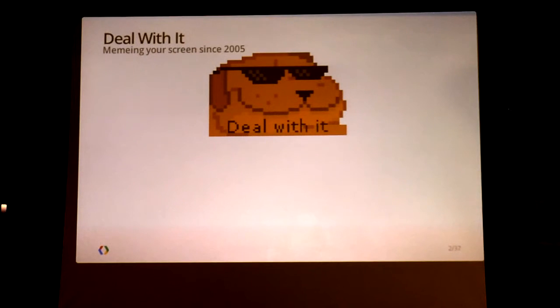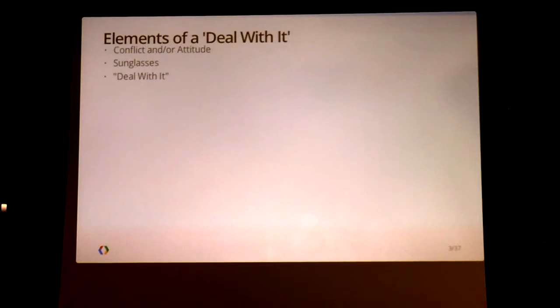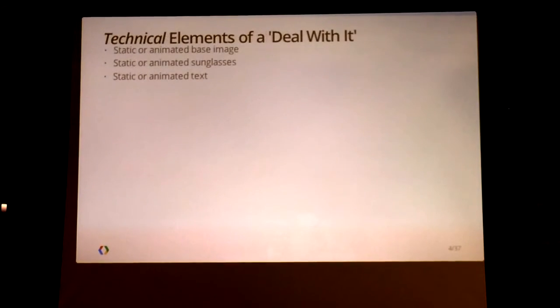So, you've probably seen memes online, just cute little cartoon characters being a little bit sassy, a little bit attitude, telling you to chill out and deal with it. So deal with it, it's kind of an older one, been around since '05. Elements of deal with it, right? Conflict or attitude, sunglasses, and then usually the text deal with it or some riff thereon. So technical elements to deal with it. All right, static or animated, base images, sunglasses, text. So that's what we're going to be dealing with today.